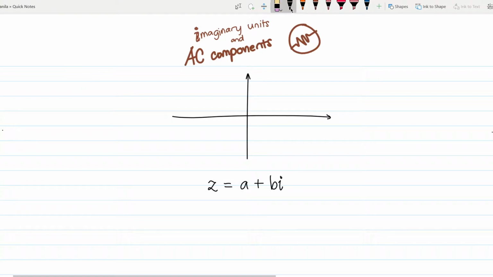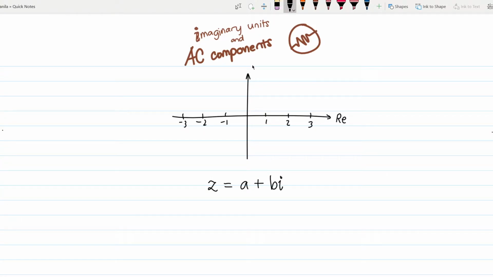So how is the complex plane constructed? You have your x-axis here, which is going to be the set of all real numbers, RE. And so you have plus 1, plus 2, plus 3, and so on, minus 1, minus 2, and so forth. And so what's on the y-axis?